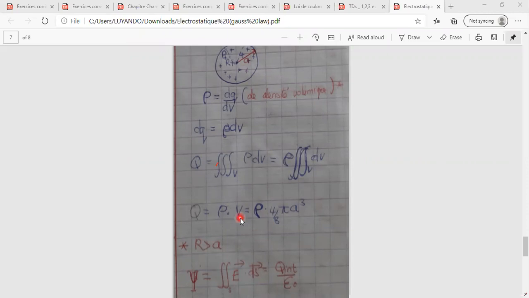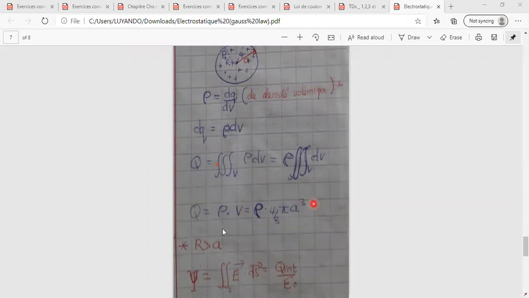And the volume of a sphere is 4/3 pi a cubed, pi r cubed, I mean. But where there's R here, we put A, because the radius of the sphere we've been given is A. So for this one, we established what Q is with the help of our volumic density. So we have Q is equal to rho 4 over 3 pi A cubed.